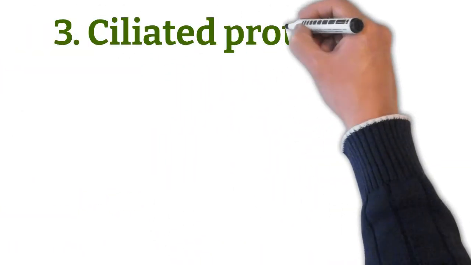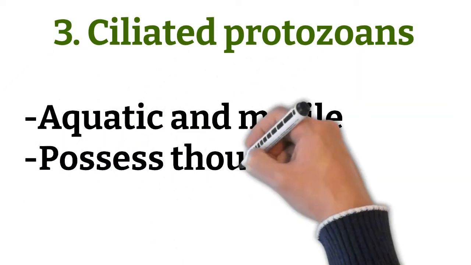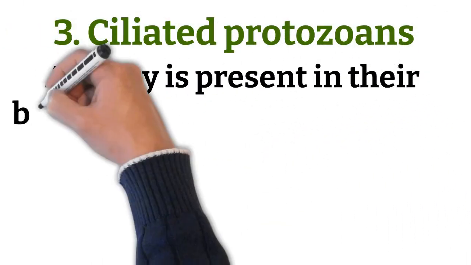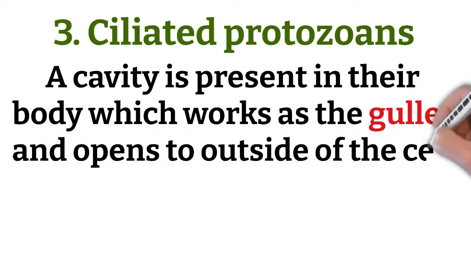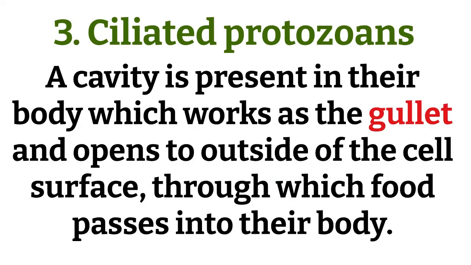Third, the ciliated protozoans. Ciliated protozoans are aquatic and motile. They possess thousands of cilia. A cavity is present in their body which works as the gullet and opens to the outside of the cell surface, through which the food passes into their body. For better understanding, in humans, the esophagus acts as the gullet through which food passes from the mouth into the stomach.